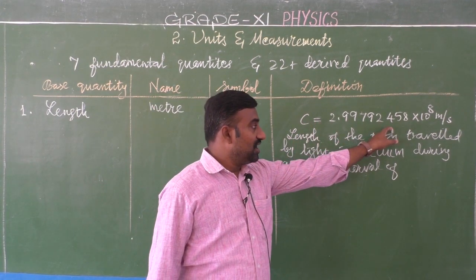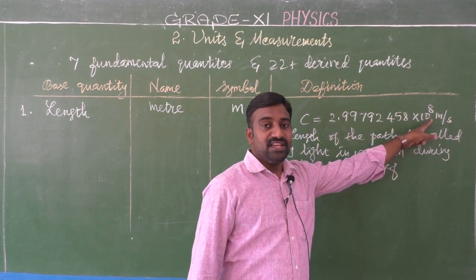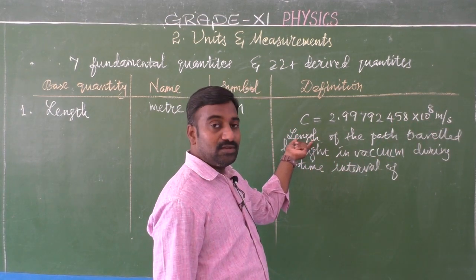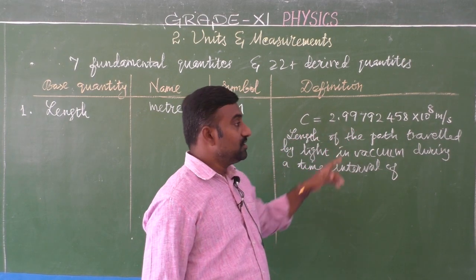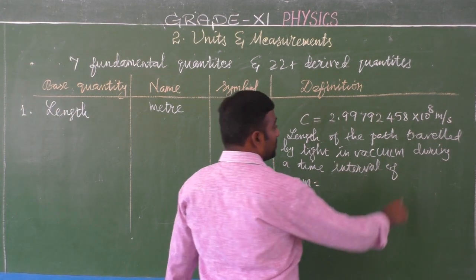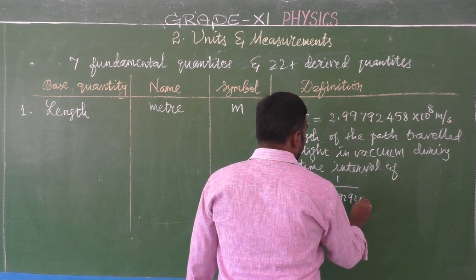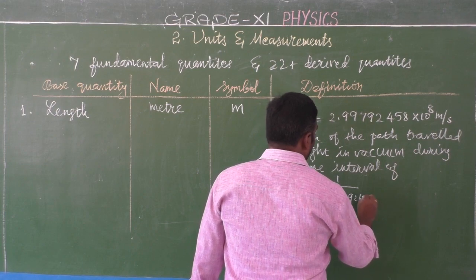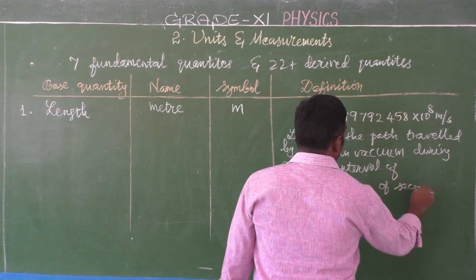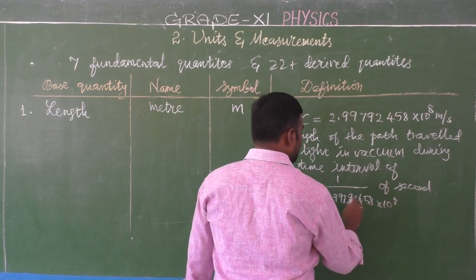In vacuum, light travels this much distance in one second. So what is 1 meter in this? From this, the 1 meter is the length of the path of the light. So how can we define that 1 meter is equal to what? 1 divided by 2.99792458 of a second into 10 power 8. If you multiply by 10 to the power 8, what will you get? The decimal will vanish.